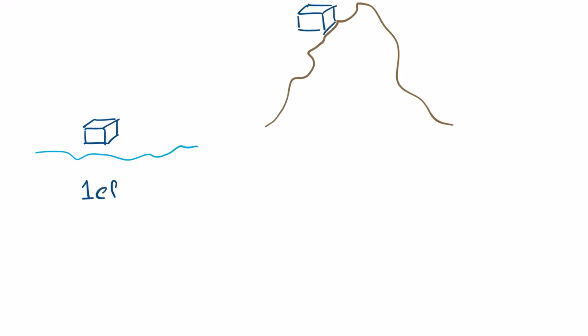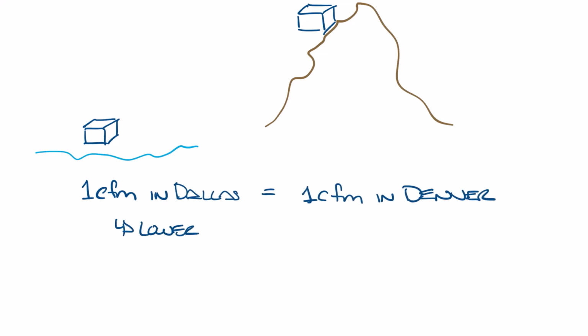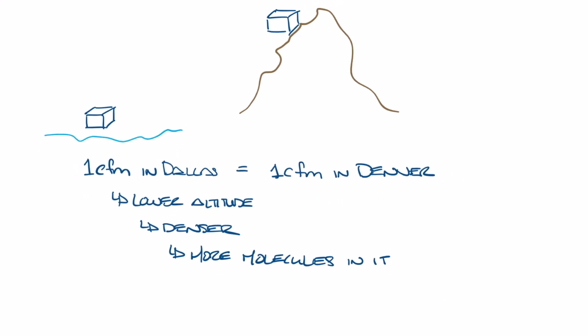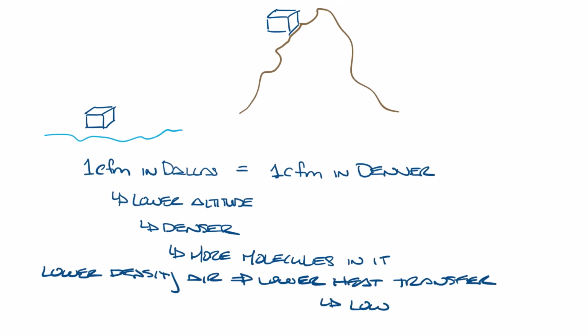A couple videos back, I discussed how a cubic foot of air at sea level is the same size as a cubic foot of air in the mountains. So 1 CFM in Dallas is the same volume as 1 CFM in Denver. But because Dallas is at a lower altitude, that cubic foot of air is denser. It has more molecules packed into it. And last week I discussed how lower density air has lower heat transferability because it has lower mass. So let's move this up.